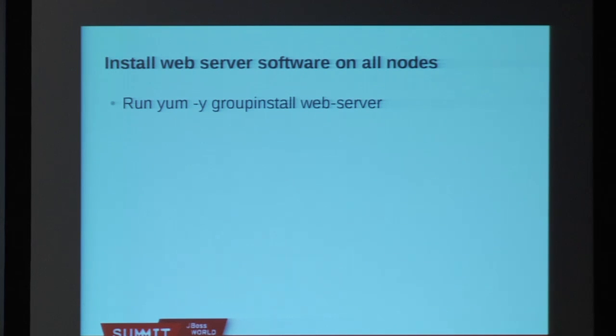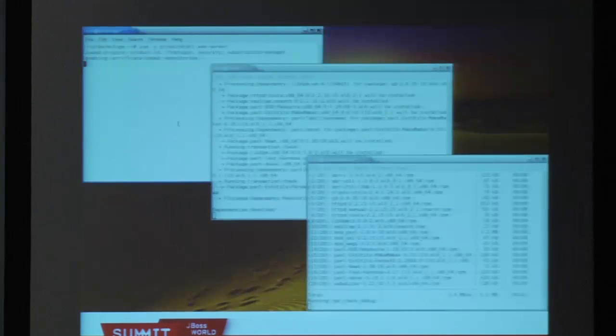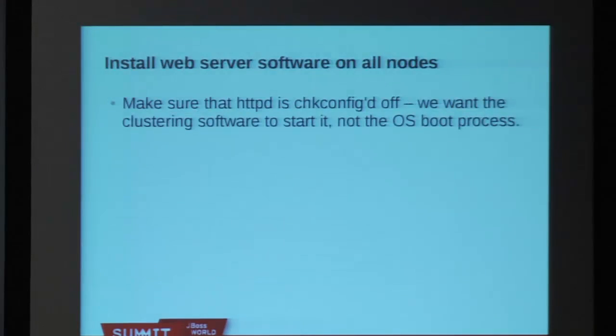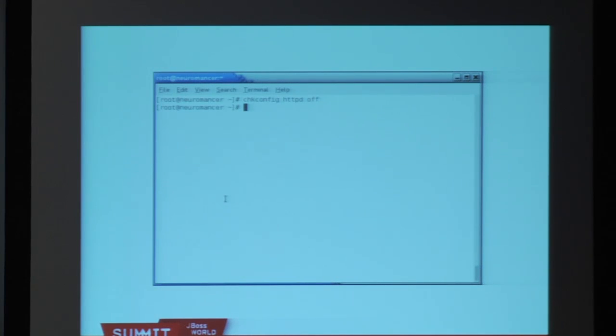Now what we need to do is, on each one of the nodes, install whatever the application is that we're going to make highly available. In this case, it's Apache, so I just did yum -y groupinstall web server. And, screenshot, that's what it looks like. It installs the software. Now we've got Apache, or whatever your service is, installed. Turn it off from an OS perspective. So use chkconfig to turn off httpd, because we don't want it to start at boot time. We want the service to be started by the clustering software. So just make sure that you chkconfig httpd off.